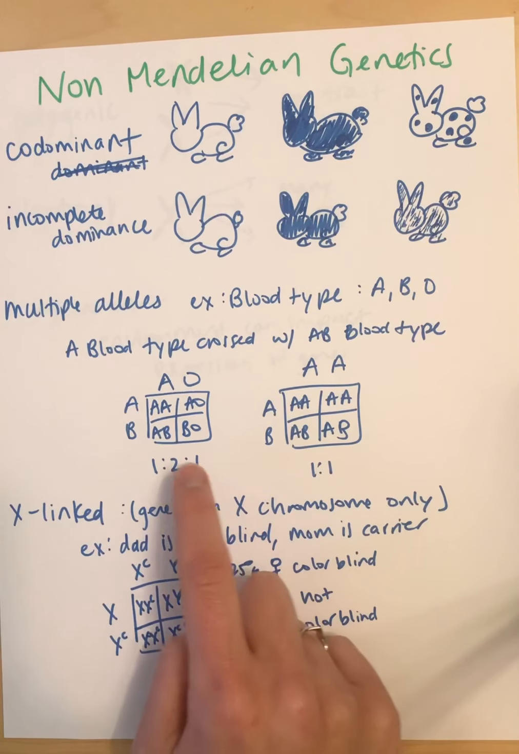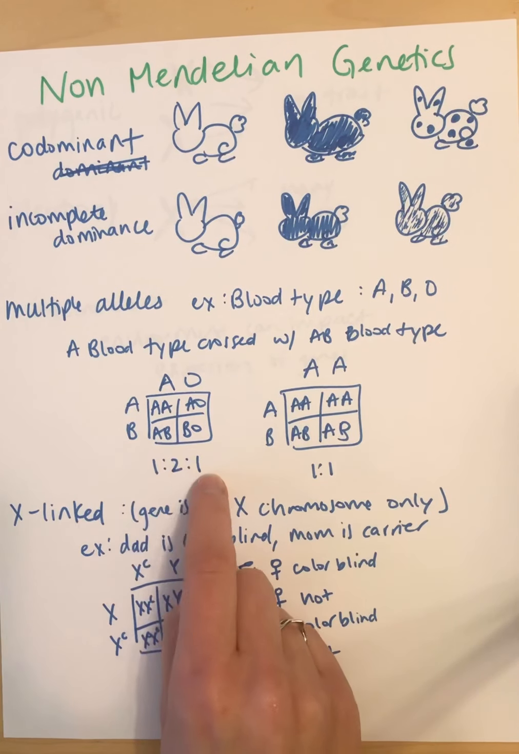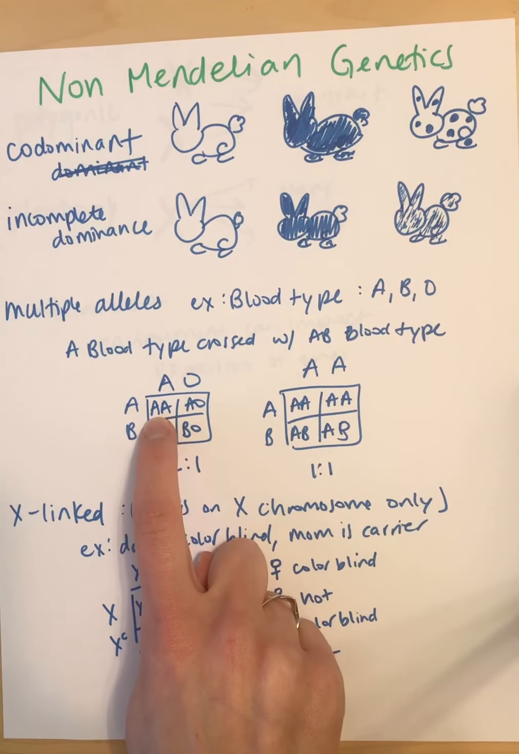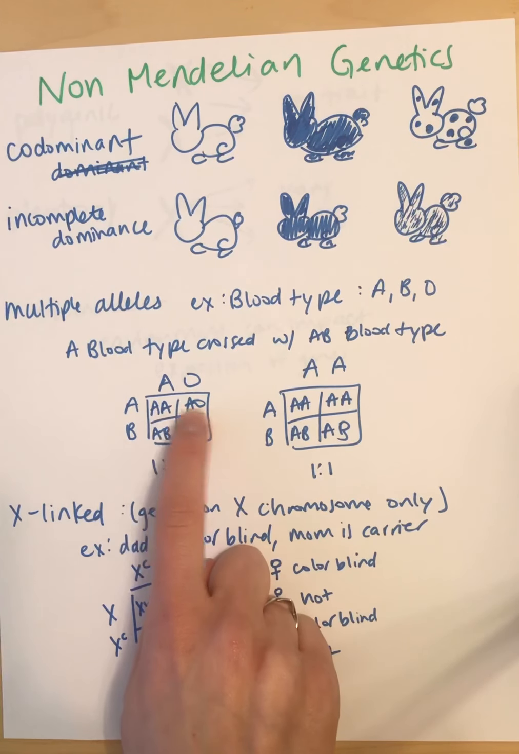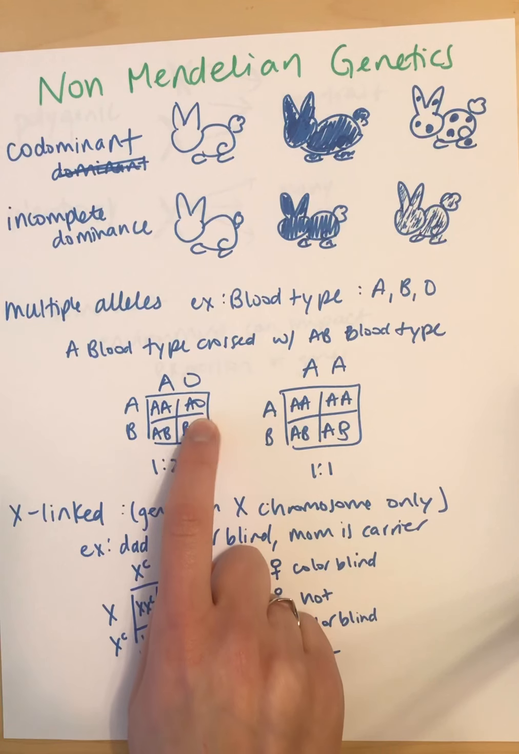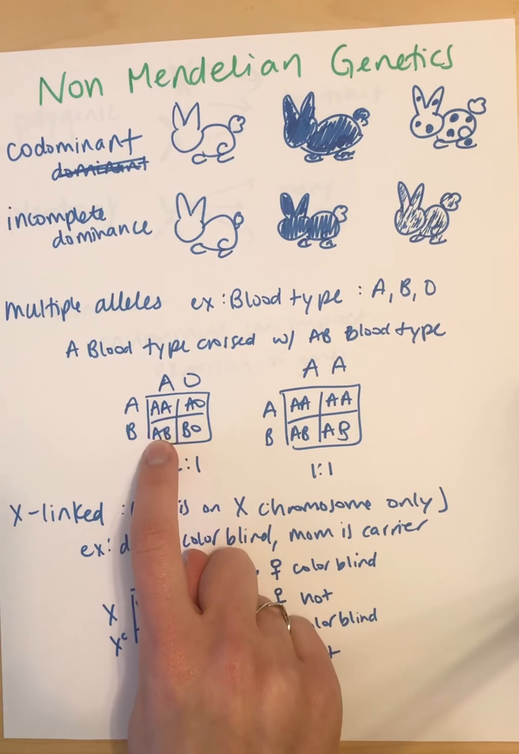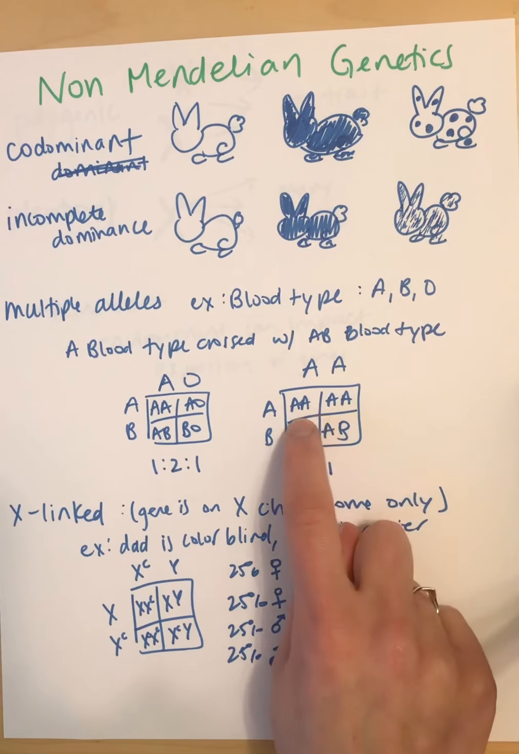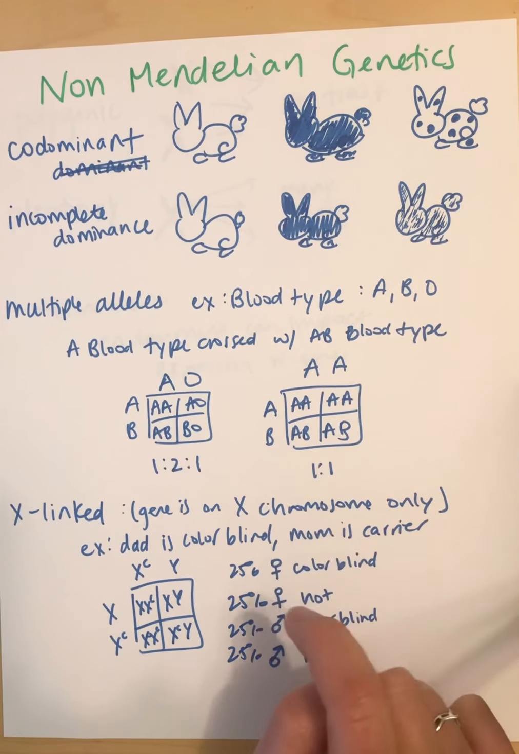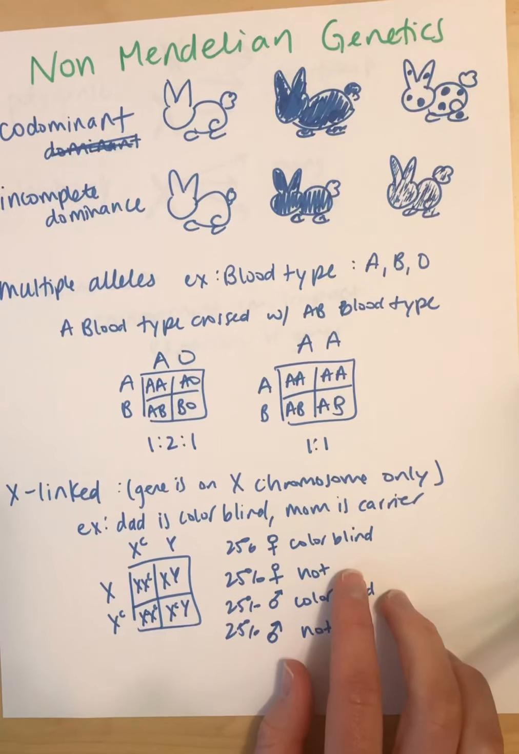And the resulting distribution of phenotypes for this one is 1-to-2-to-1. A blood type is the 2. There's 2 possible offspring with A blood type. AB is just 1, BO is just 1, so 1-to-2-to-1. In this one, it's A or AB, 1-to-1 equal parts.